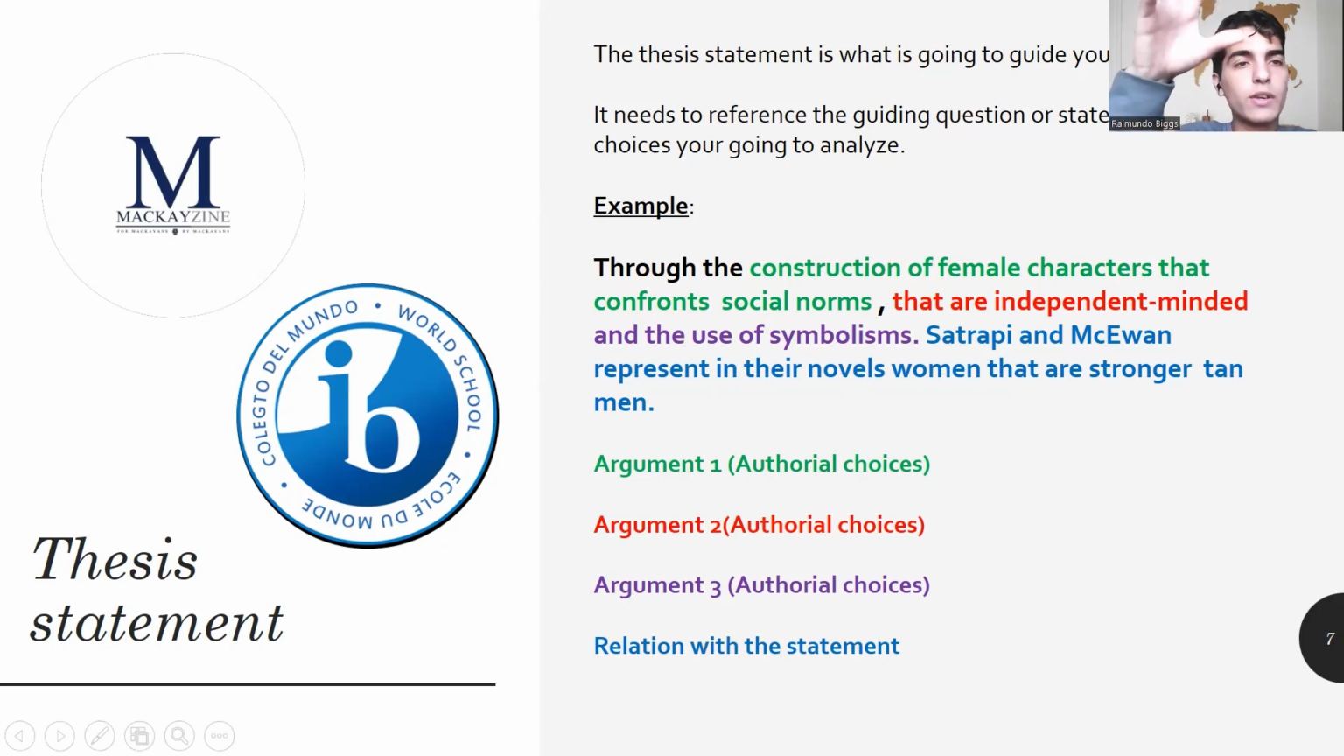So you say through the use of authorial choice number 1, authorial choice number 2, authorial choice number 3, the authors, and then you give if they construct or not, or they represent or not, whatever the prompt or the question is. So in this case, my three authorial choices, and via those resources, Satrapi and McEwan represent in their novels that women are stronger than men.